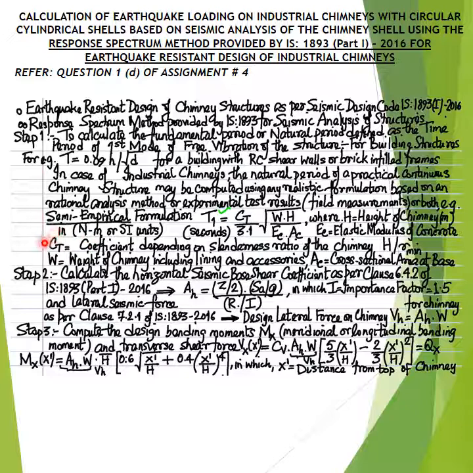the coefficient C subscript T depends on the slenderness ratio of the chimney shell or the chimney structure, that is defined as the height of the chimney structure divided by the minimum radius of gyration of the chimney structure, which is the minimum radius of gyration of the chimney cross section at the base of the industrial chimney.